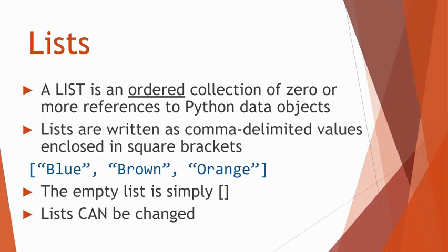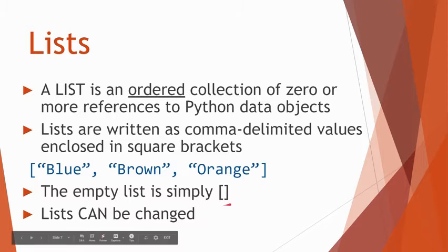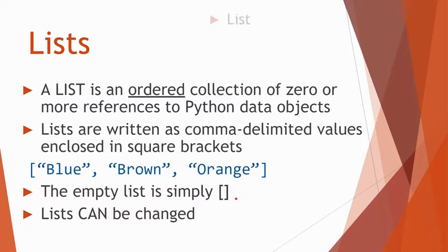Remember, lists are an ordered collection of 0 to an infinite, not quite infinite, number of elements. They are written, separated by commas and enclosed in square brackets. Here's a list of these 3 strings, blue, brown, and orange. If you have no elements, you have an empty list, and you simply show it as brackets. Lists are changeable.